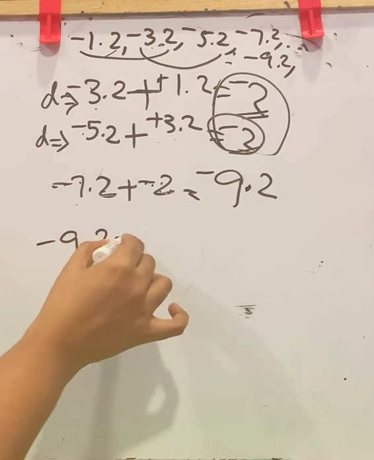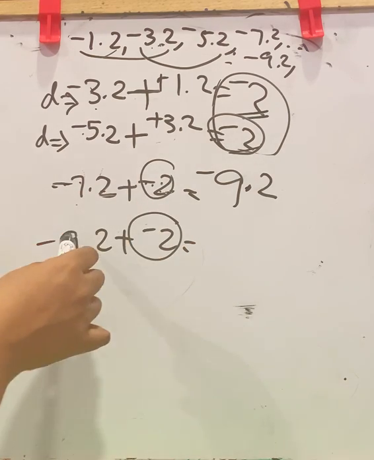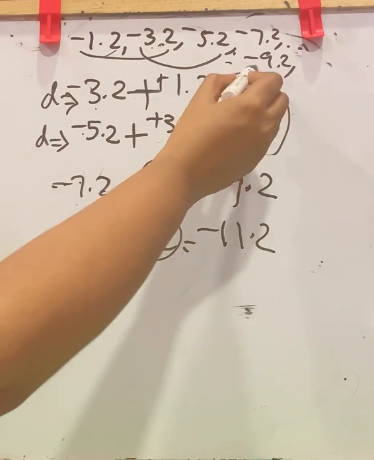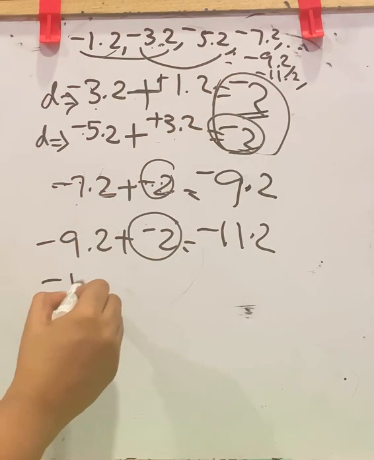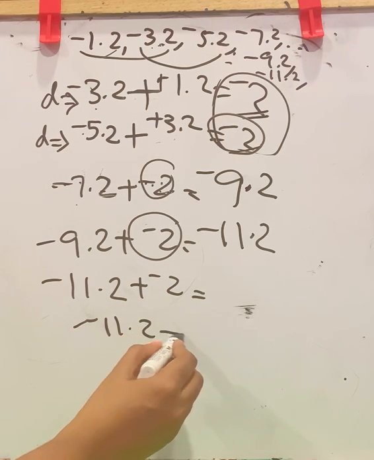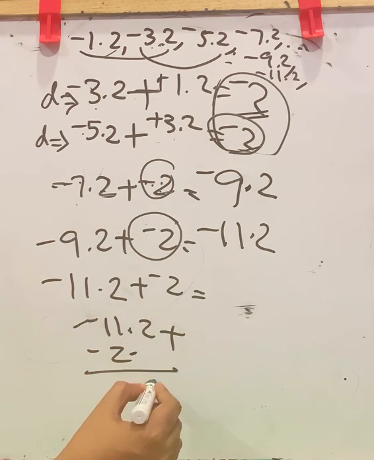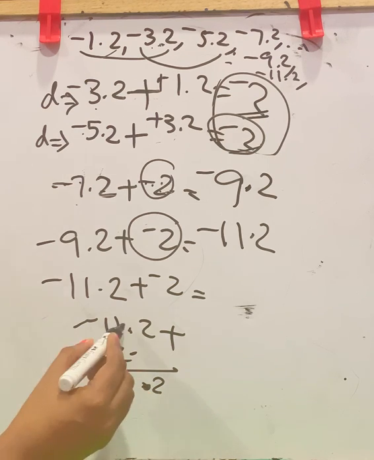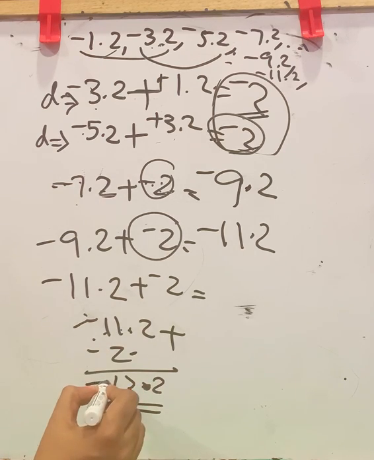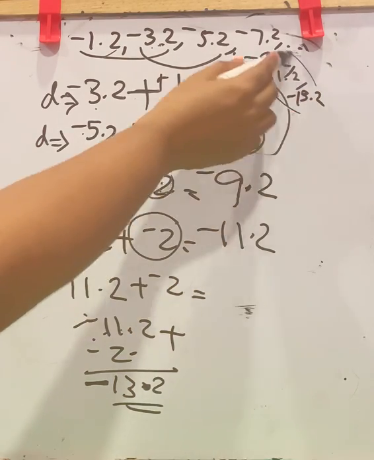Now, negative 9.2 plus negative 2. We are adding the difference to each term to get the next term. Negative 9.2 plus negative 2 is negative 11.2. One more term we need. Negative 11.2 plus negative 2. How will you add this? Both are negative, so simply add it. Decimal part we have only 2, so put the decimal here. Now 11 plus 2 is 13. Both are negative, so while adding you copy that negative in the answer. Negative 13.2. These are the three new terms.